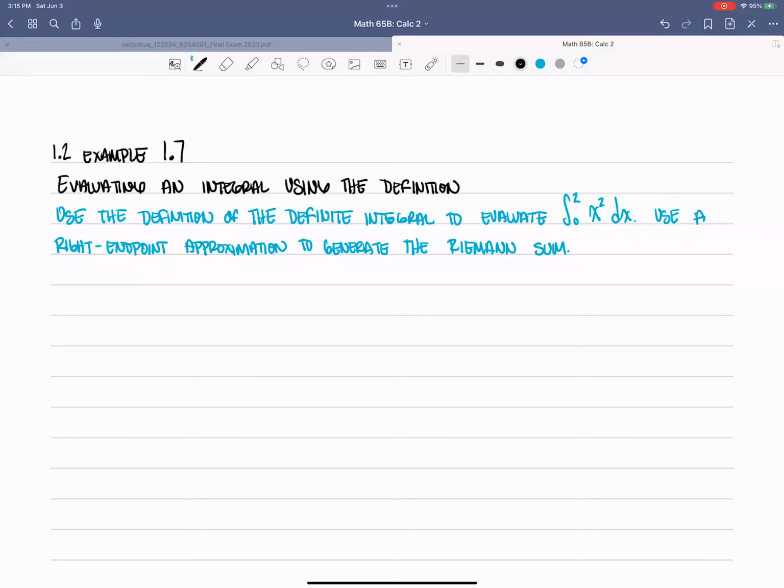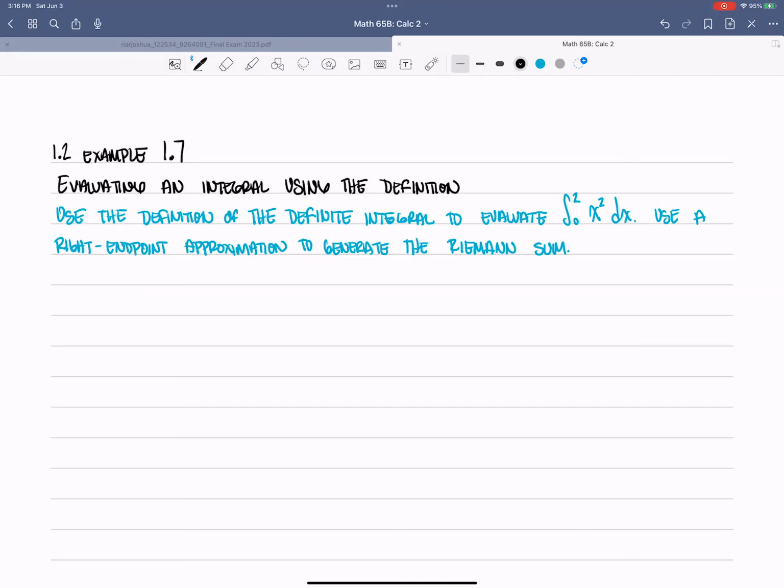Section 1.2, example 1.7, evaluating an integral using the definition. Use the definition of the definite integral to evaluate the integral from 0 to 2 of x squared dx. Use a right endpoint approximation to generalize a Riemann sum.